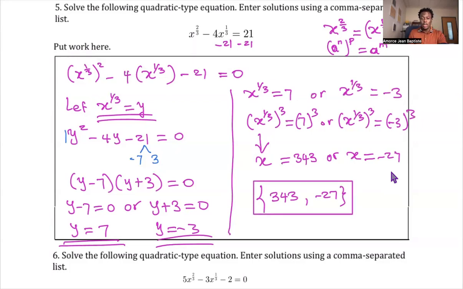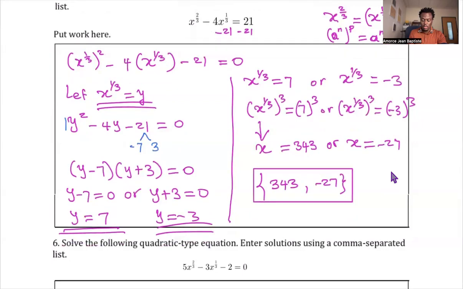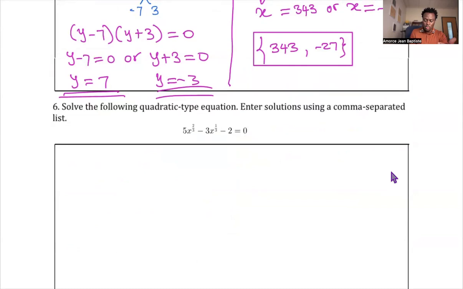Now let's see the next example. Same thing, we will call, let me call u instead. U equals x to the 1/3. So the equation will become 5u squared minus 3u minus 2 equals 0.